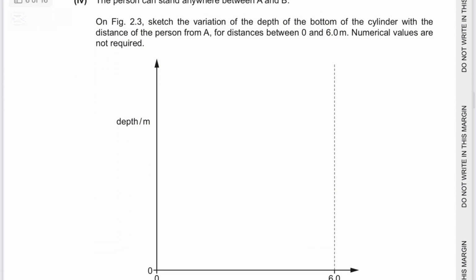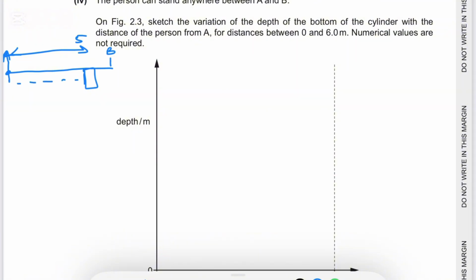The person can stand anywhere between A and B. Let me draw here again the scenario that we are working with. So you've got A at the hinge, B at the completely other end, and the cylinder being 5 meters away from hinge A. Sketch the variation of the depth of the bottom of the cylinder with distance of the person from A for distance between 0 and 6 meters. Numerical values are not required. Also, a certain portion of the cylinder is submerged in water.